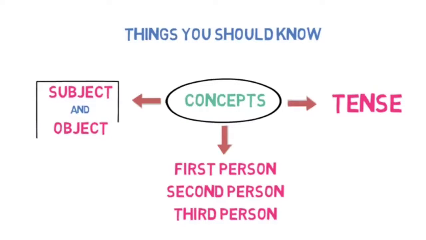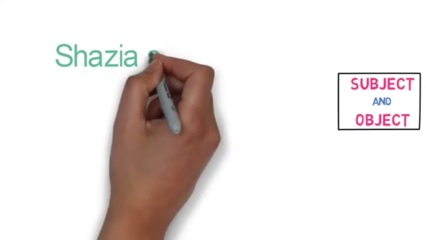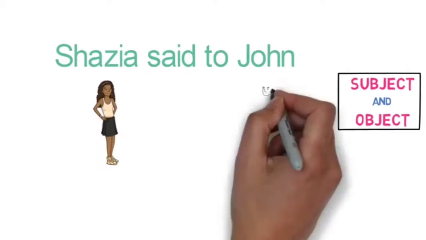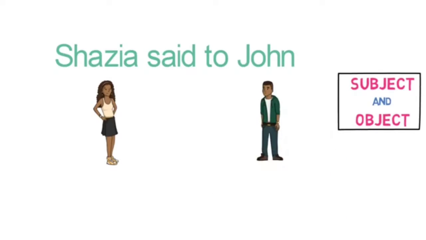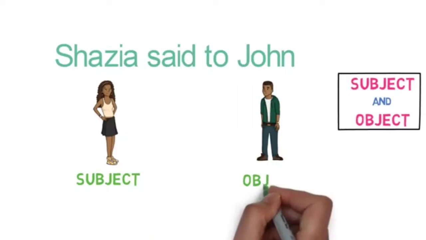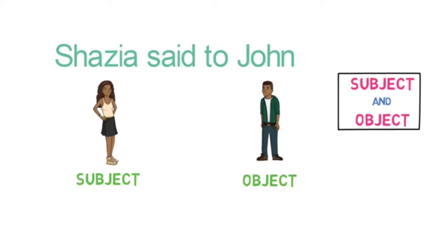First, let's see what is meant by subject and object. Let's understand it with an example. Look at the example here. Saisha said to John. Here, Saisha is doing the action and John is receiving the action. The person who is doing the action is the subject and who is receiving the action is object.